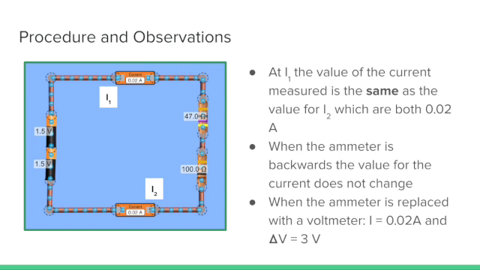For our procedures and observations, we're going to use this simple circuit that we have right here. It's a series circuit that has two 1.5 volt batteries and has two ammeters, at I1 and I2, and then two resistors, one at 47 ohms and the other at 100 ohms. At I1, the value of the current measured is the same as the value for I2, which are both known to be 0.02 amps. And when the ammeter is backwards, the value for the current does not change. Also, when the ammeter is replaced with the voltmeter, I equals 0.02 amps, and then delta V equals 3 volts.